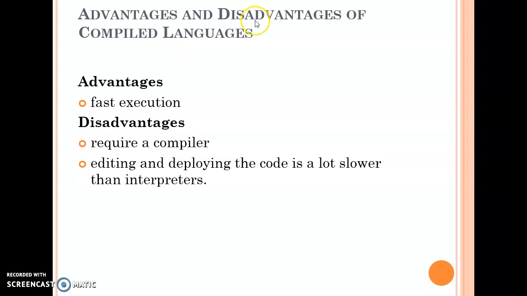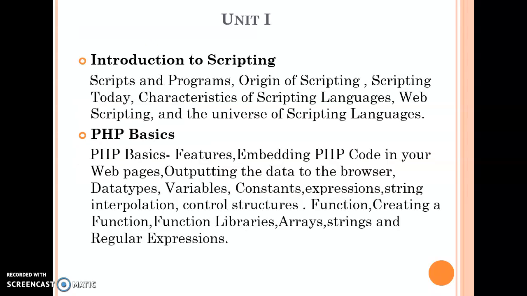Next, the advantages and disadvantages of compiled languages. The main advantage of compiled languages compared to scripting languages is faster execution. The disadvantage is that it requires a compiler. Editing and deploying code is a lot slower than with interpreted languages. These are the major advantages and disadvantages of interpreted and compiled languages.